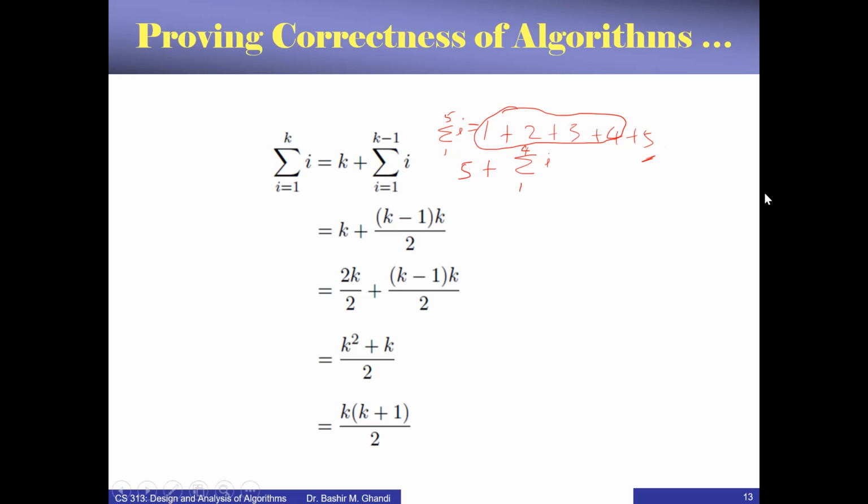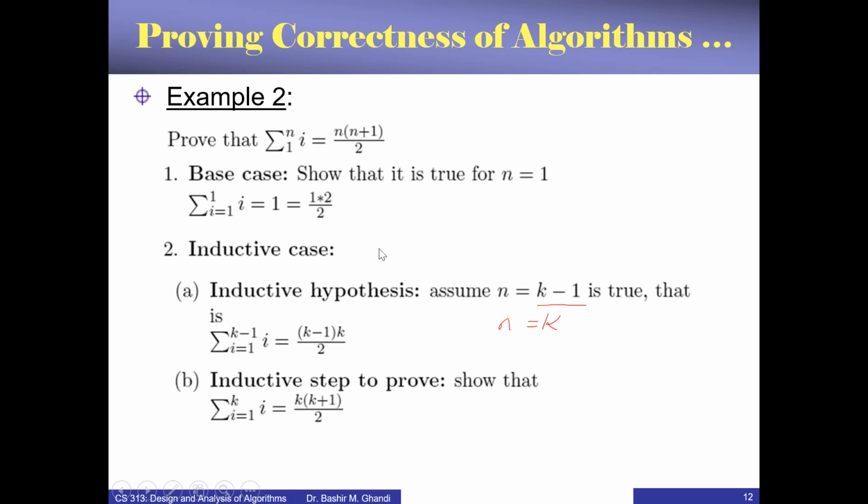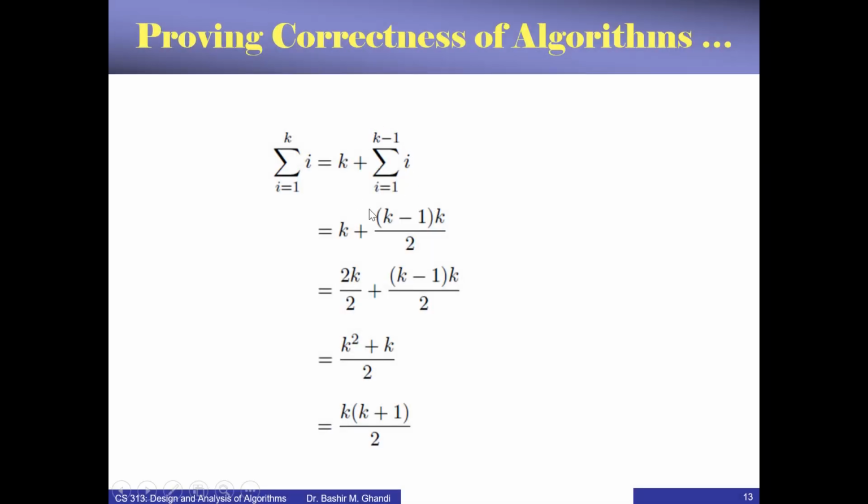Assuming that is true, from the hypothesis we know what this is. Just to show you from the previous slide, the hypothesis says the summation of i from 1 to k minus 1 is k minus 1 times k over 2. So let us substitute this formula instead of this summation. Instead of this summation, we are replacing it with the formula that we assumed from our assumption step: k minus 1 times k over 2.